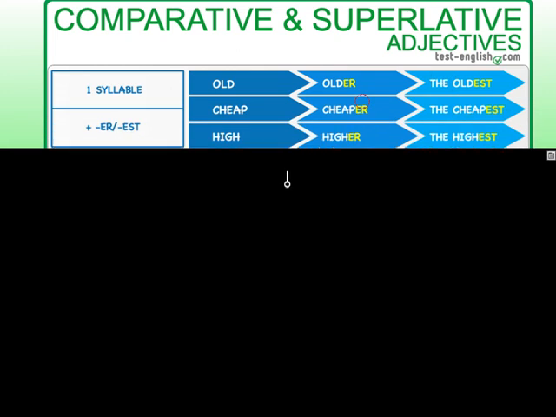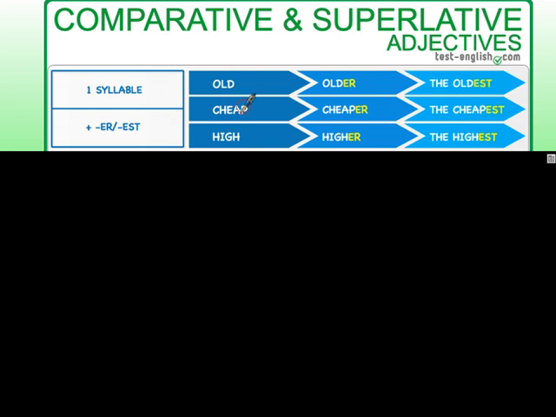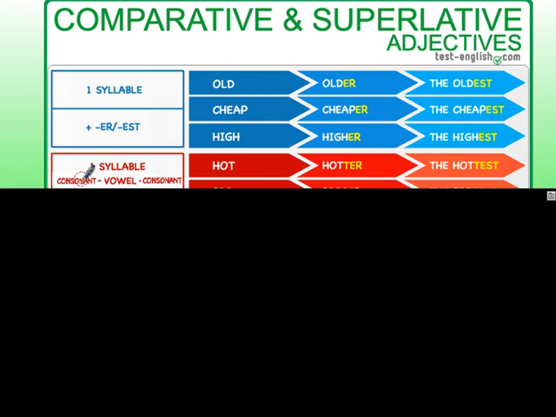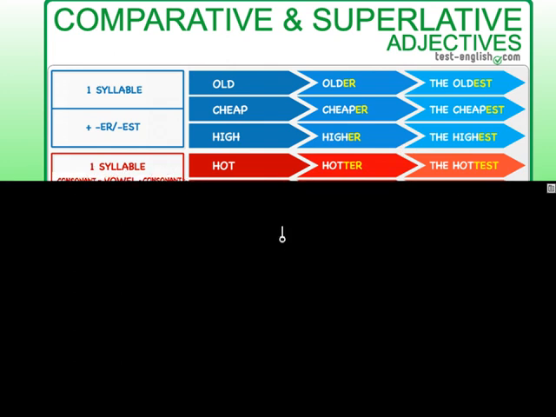Other examples that apply the same rule: cheap, cheaper, the cheapest. High, higher, the highest. Now let's talk about one-syllable words but with consonant, vowel, consonant, like the word hot. H consonant, O vowel, T consonant. In such cases, I should double the final consonant before adding the ER and the EST.